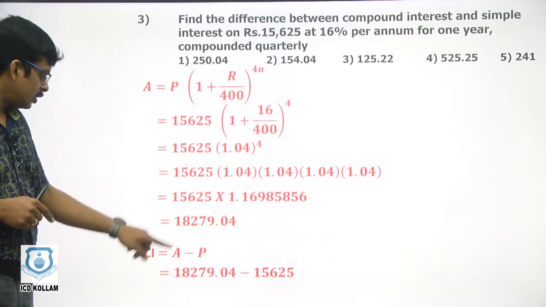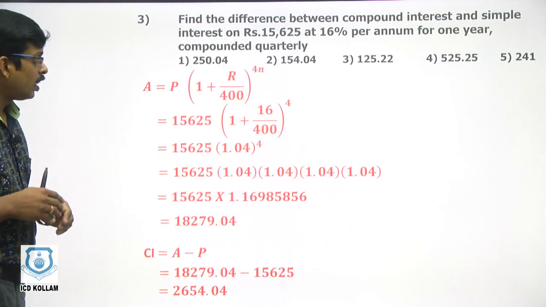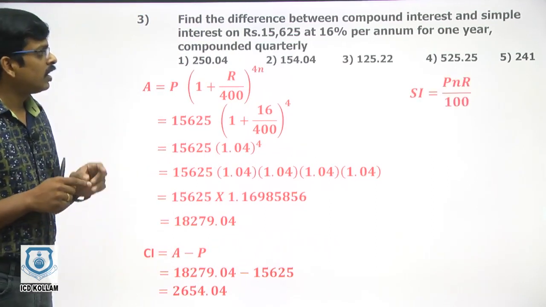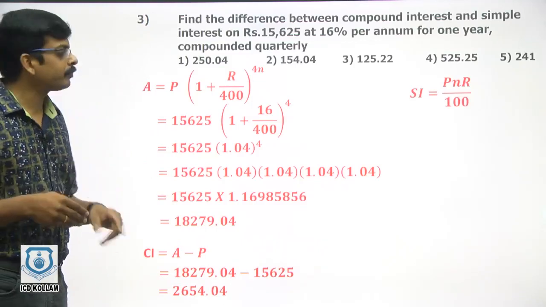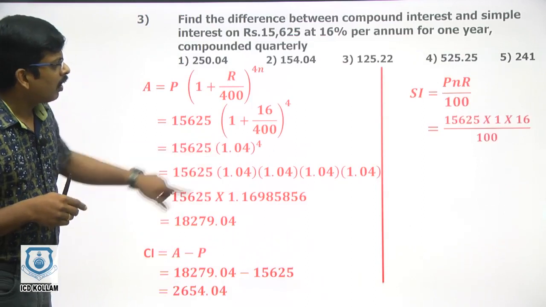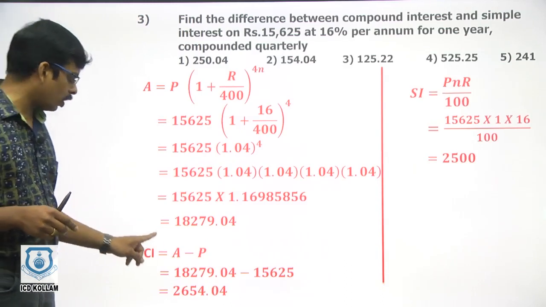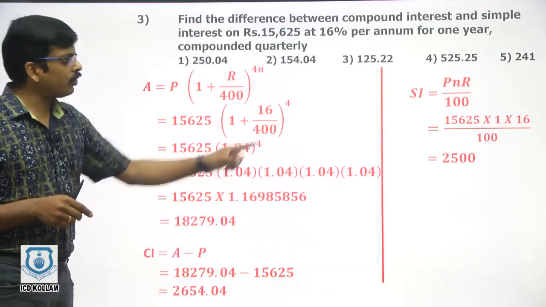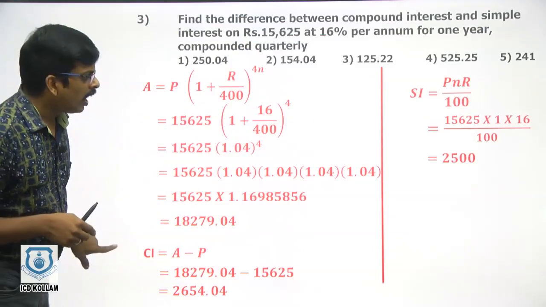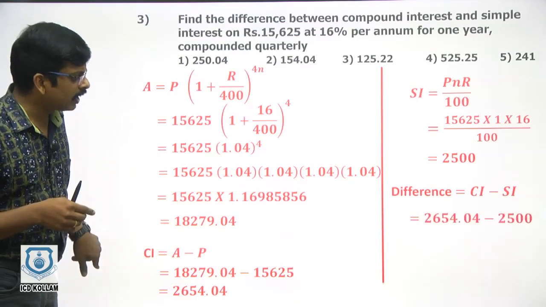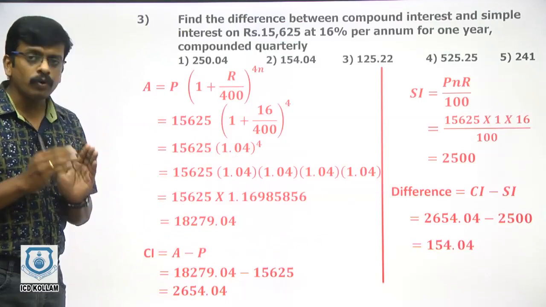After finding the amount, you need to calculate compound interest by subtracting the principal from it. So we get 2,654.04. One more thing is needed, which is using the simple interest equation, I equals PNR by 100. Applying it we get 2,500 as simple interest. So you need to find compound interest by the traditional method and also simple interest, and then subtract, and we will get the difference as 154.04.